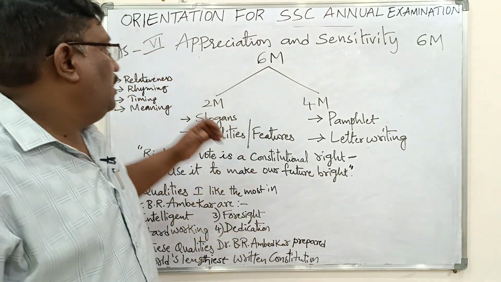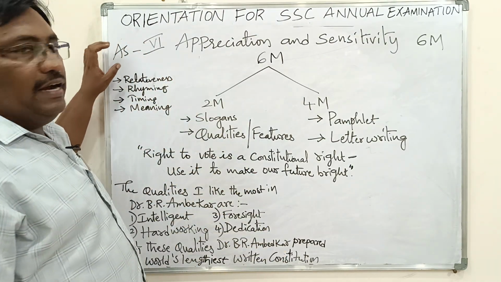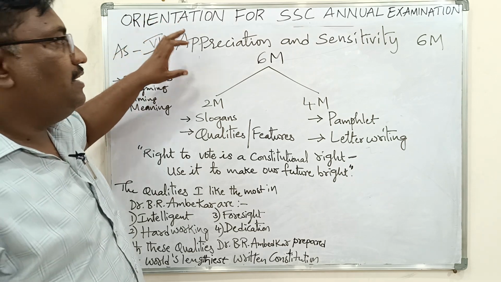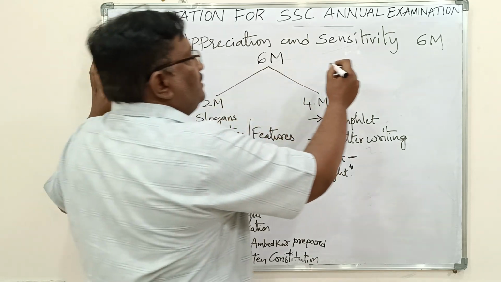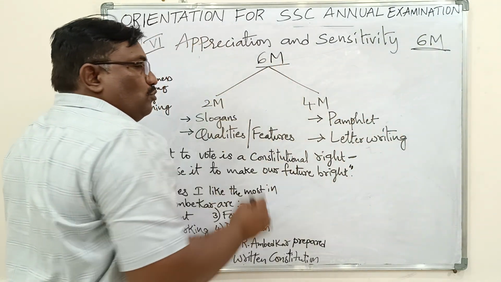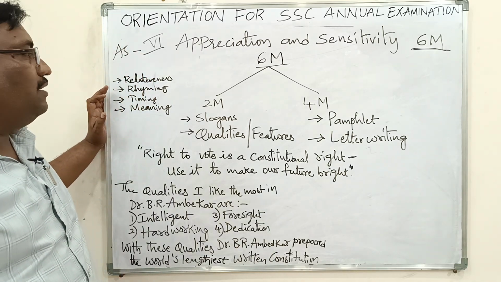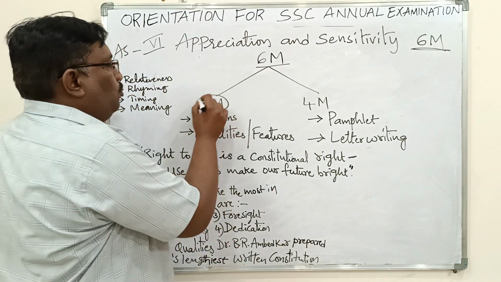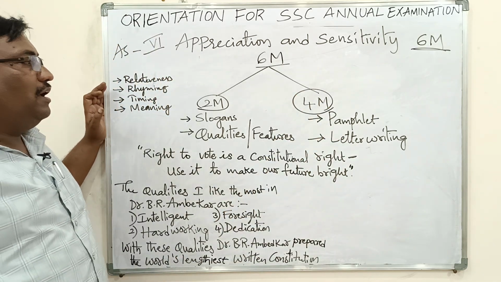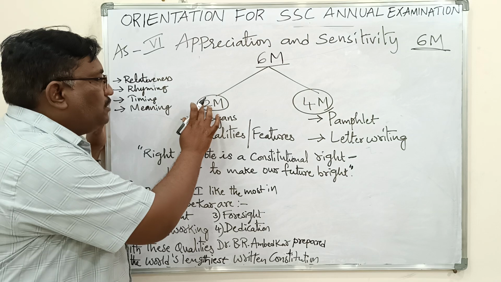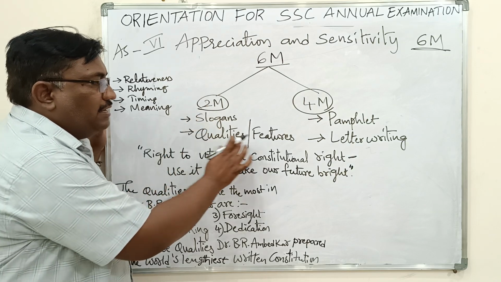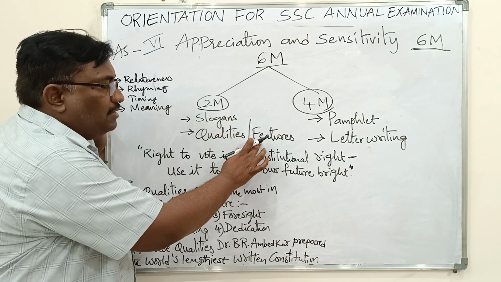Right, students, now we are at the sixth and last academic standard. Already I told you this is last but not the least. It is appreciation and sensitivity, and this will give us 6 marks. In these 6 marks, two types of questions will be asked: one for 2 marks and one for 4 marks. By observing the previous question papers, I came to a conclusion that for the 2 marks question, generally they ask about slogans, qualities of great leaders, and the features of some organizations.